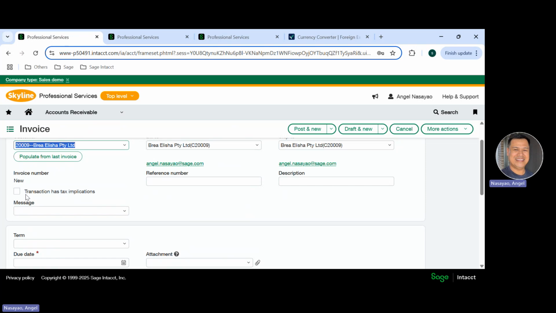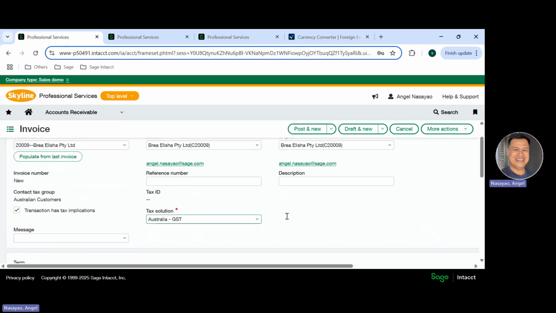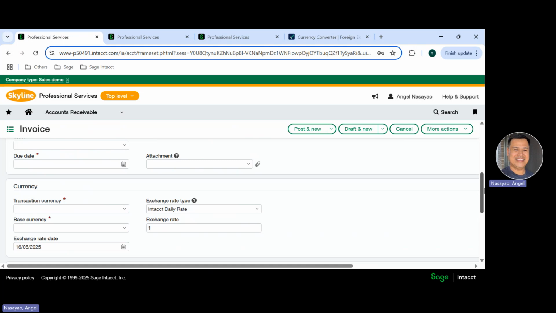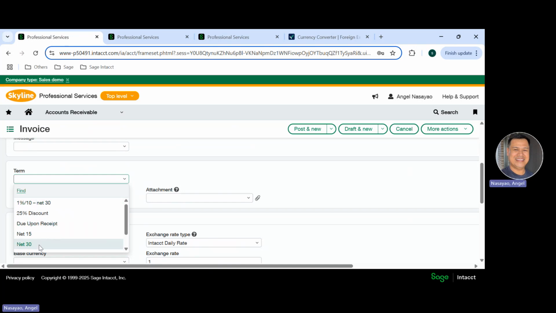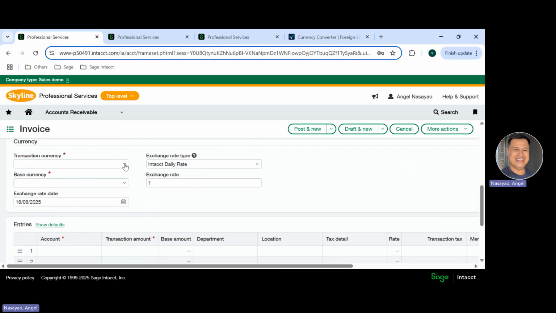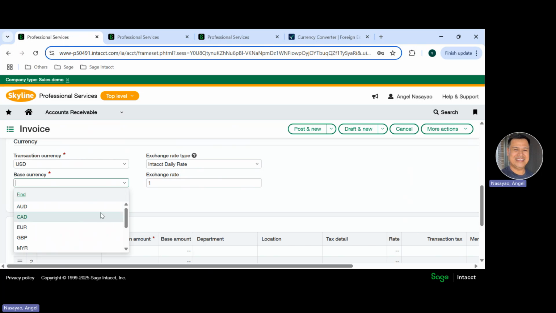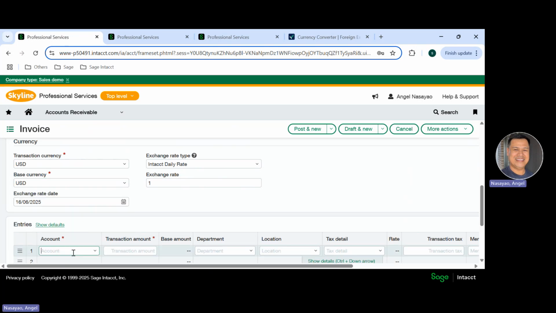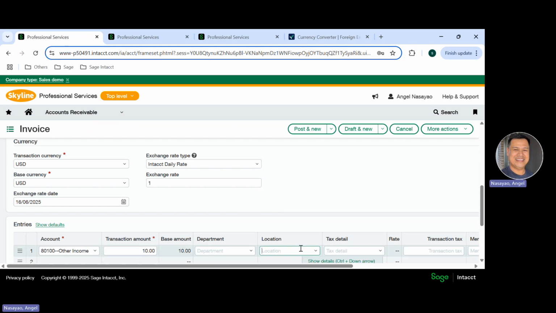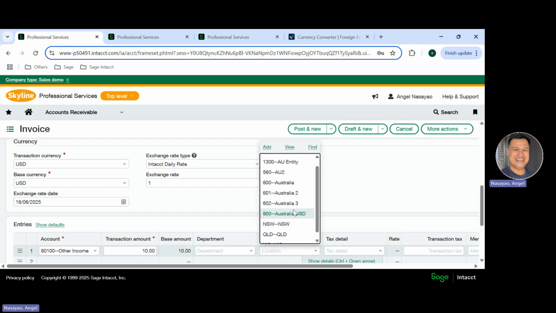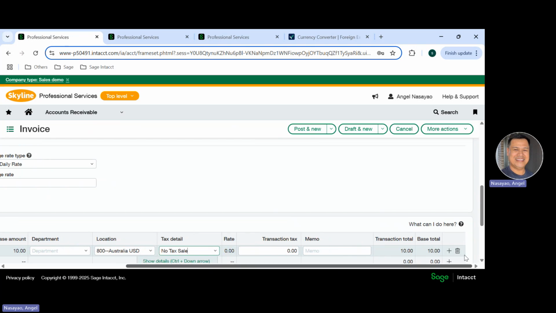And I have a tax implication here, so I'll just use GST there. Let's fill out the term and make that 30. And transaction currency, let's just make it USD, and this entity is also in USD. And just put other income here. Let's just make it simple. I have to choose 800, which is base currency USD. And sales tax, I'll just ignore that one. No sales tax. So we just have $10 in here.